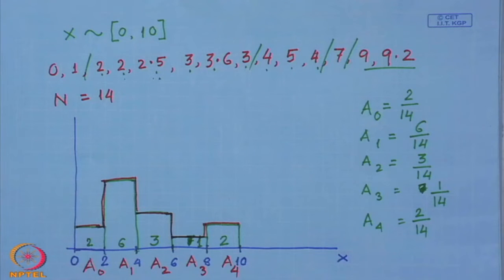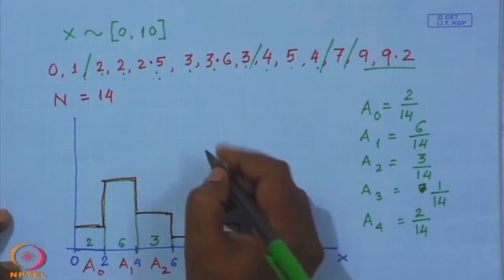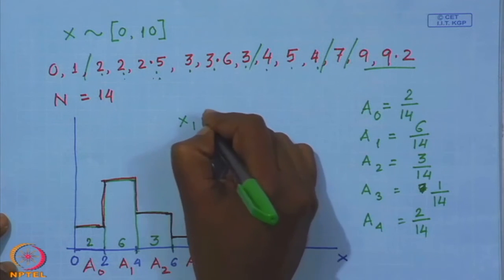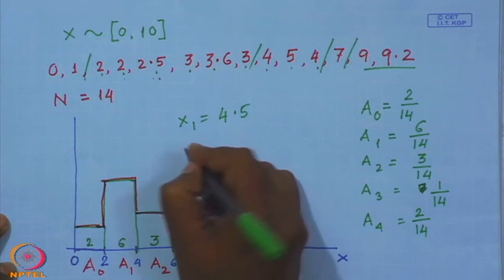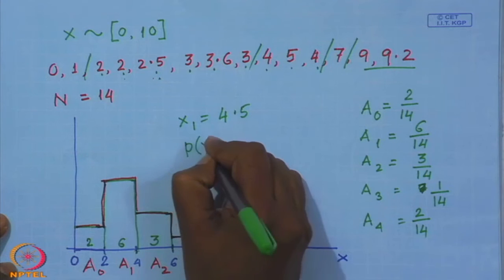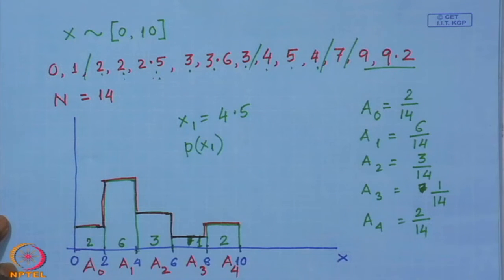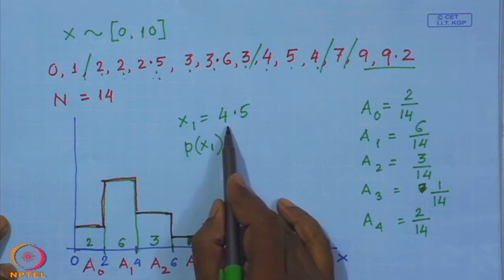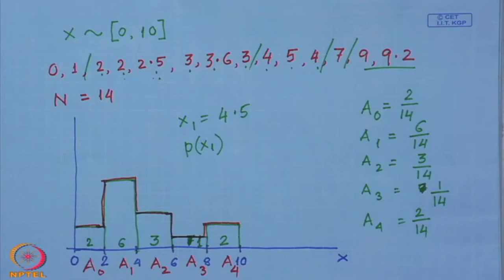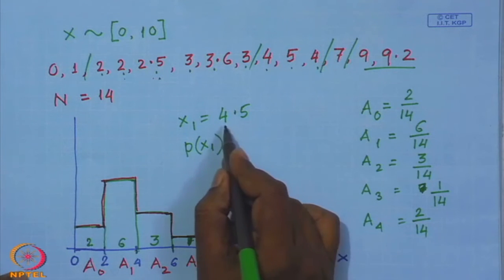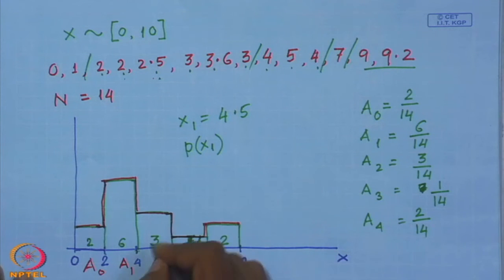Right. Now, if you are given a value of x, an unknown x, I take any value, say x 1 equal to 4.5, and I have to find out what is p of x 1. So, here you find that x 1, whose value is 4.5, falls in which bin? If you look at this bar graph, you find that 4.5 actually falls in this bin. So, 4.5 will be somewhere over here.